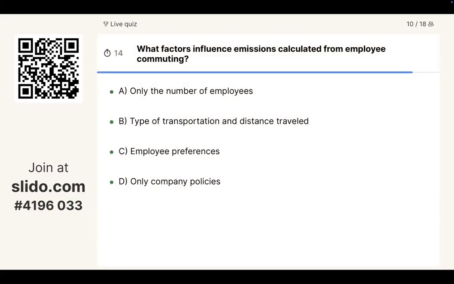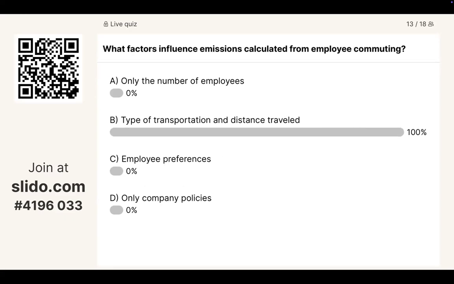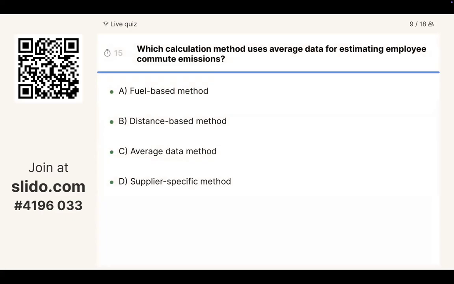What factors influence emissions calculated from employee commuting? Is only the number of employees enough? Type of transportation and distance travelled, do you need that? Employee preferences or only company policy, will that help you here? The correct answer is type of transportation and distance travelled.